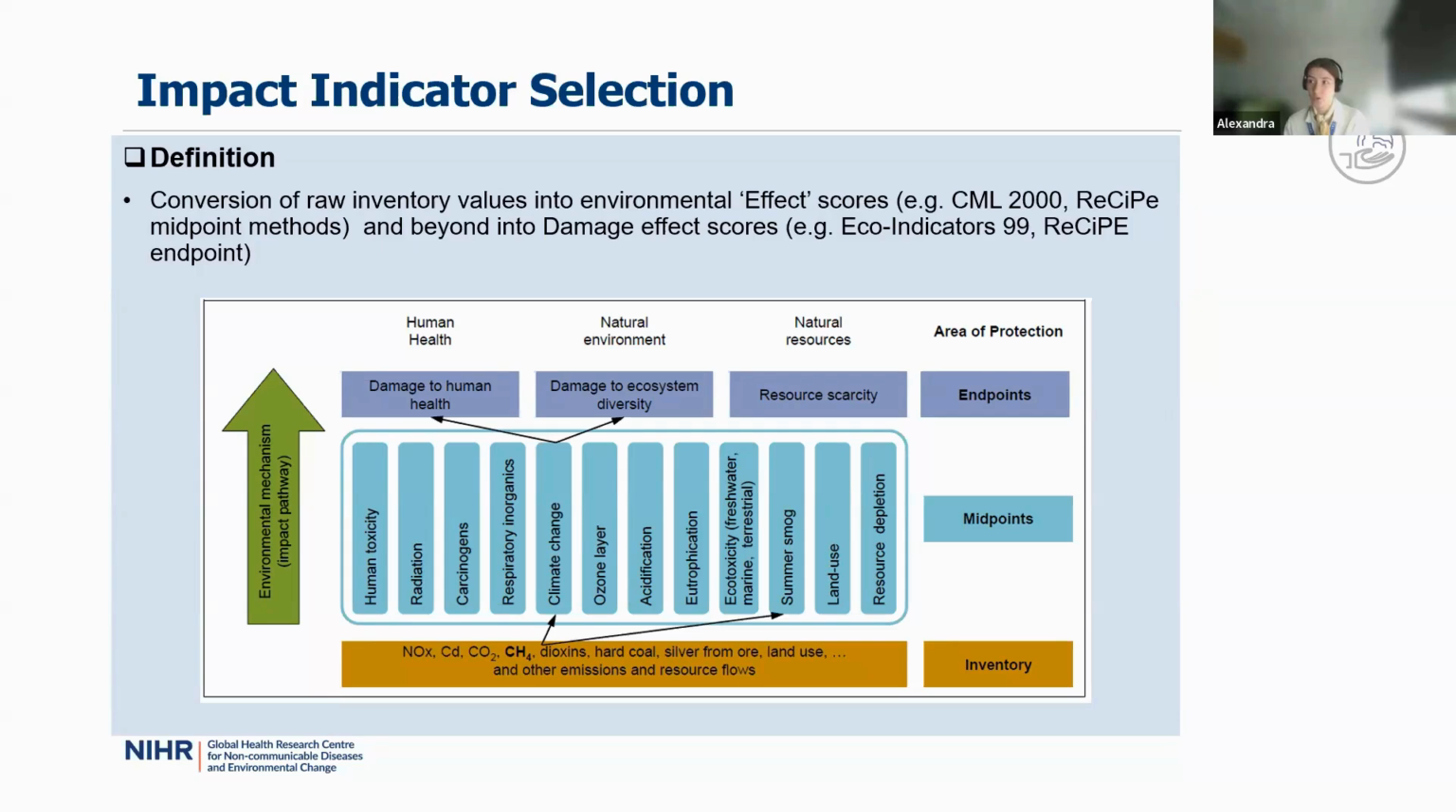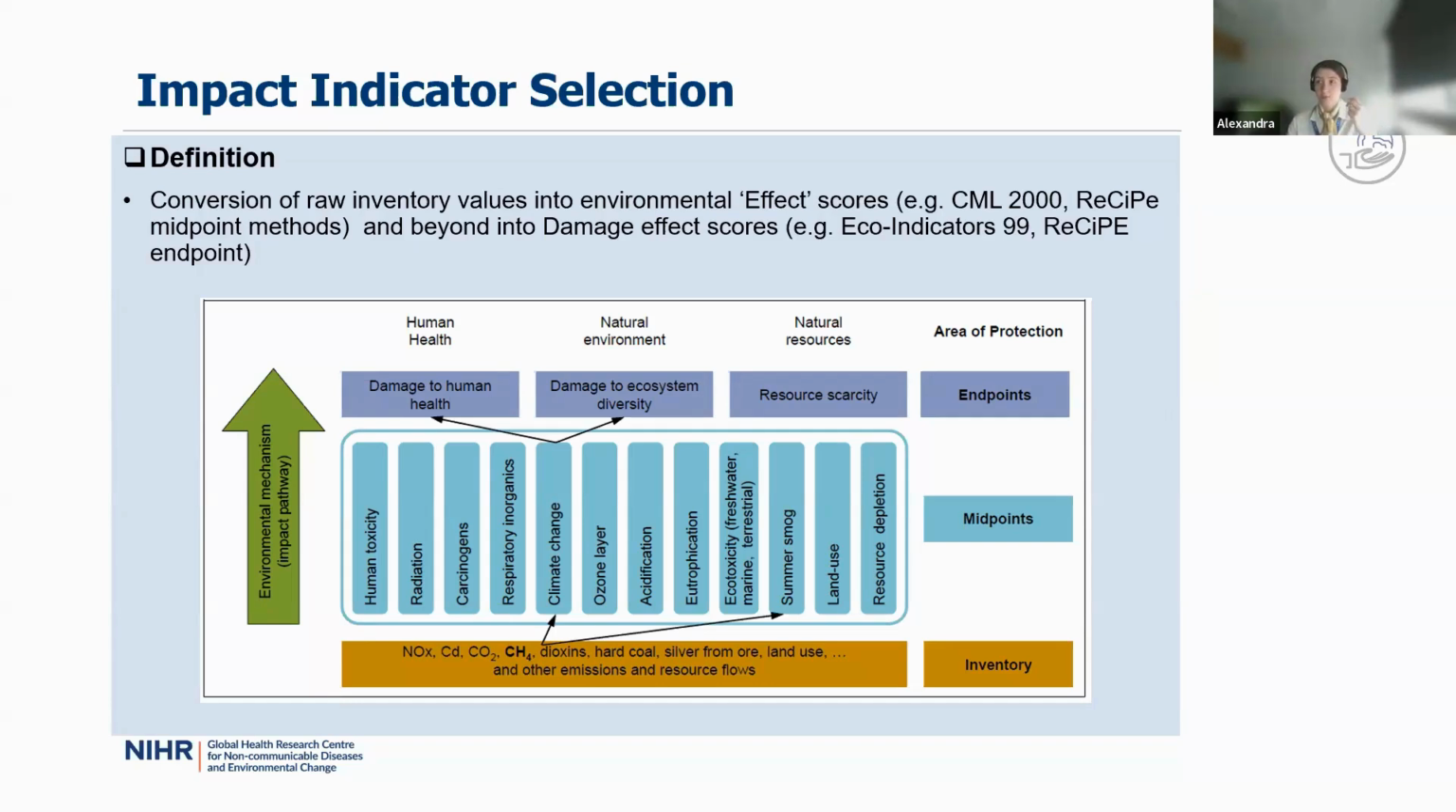Also, it is important to note that there's midpoint and endpoint indicators. Endpoint are the most general. It is when you want to have a good idea. And there's usually three types of endpoints. So damage to human health, damage to ecosystems, and resource scarcity. But that is good if you want a quick overview.